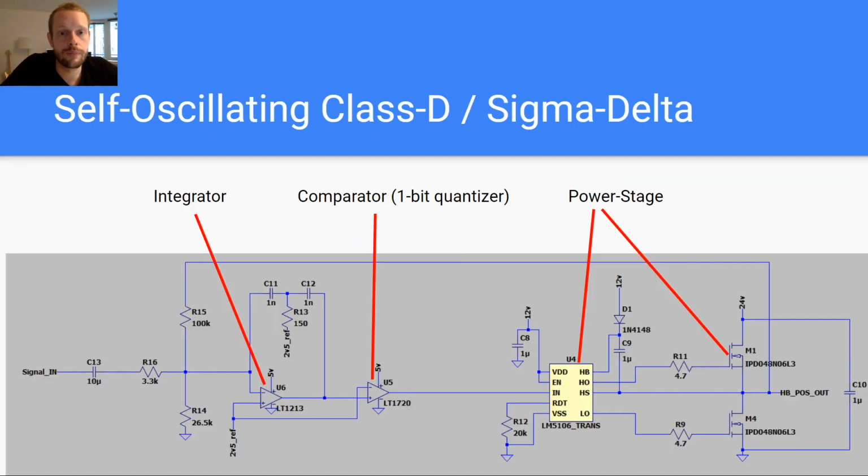And now let's have a look at how the self-oscillating Class-D amplifier works. You can see that the structure is quite similar to our sigma delta converter. Here we have our integrator circuitry. You can also see that this is a second order integrator with 2 capacitors and a resistor. Then we have our comparator, which is our 1-bit quantizer. And here you can already see the big difference to the PWM based amplifier, because we are not feeding in any sawtooth waveform. It is really just comparing against the reference voltage, and this signal is directly fed into our power stage at the end.